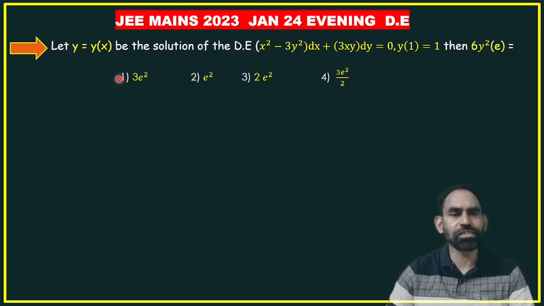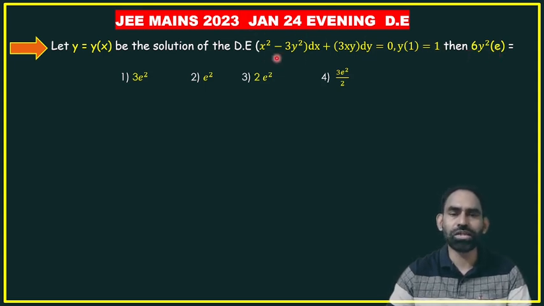Hello students, this is JEE Mains 2023 January 24 evening session. Differential equations. Question is, let y equals to y of x be the solution of the differential equation x square minus 3y square dx plus 3xy dy equal to 0. Y of 1 equals to 1, then asking here 6 into y square e. That means here y square value required, 6y square value required when x equal to e.